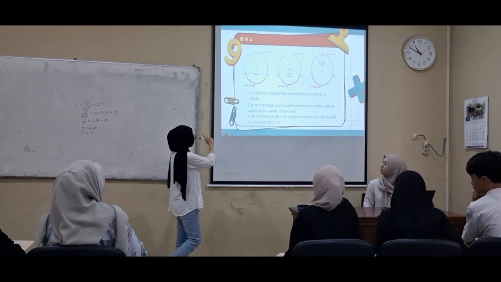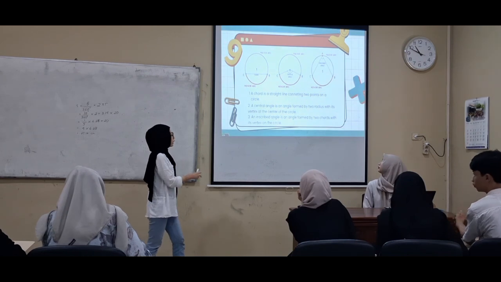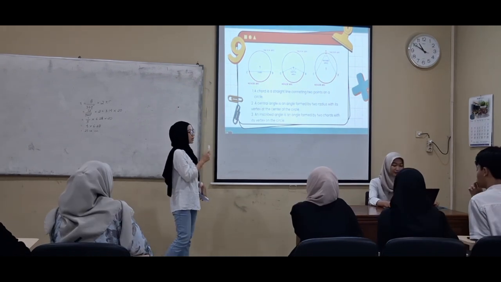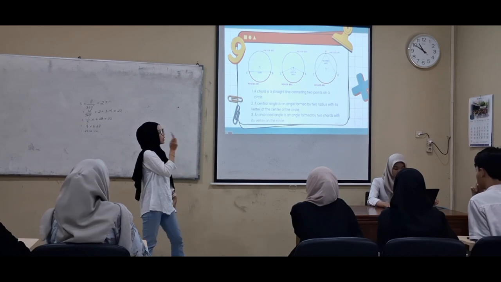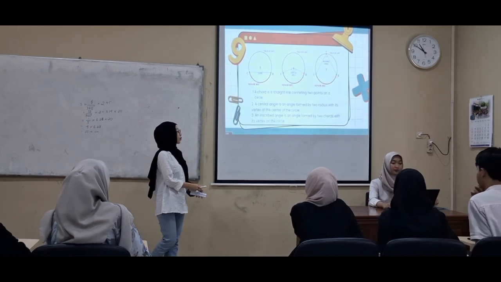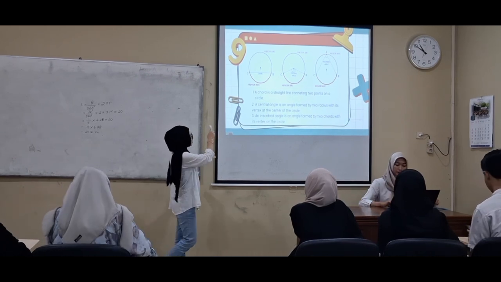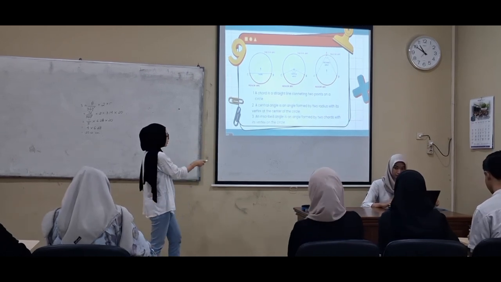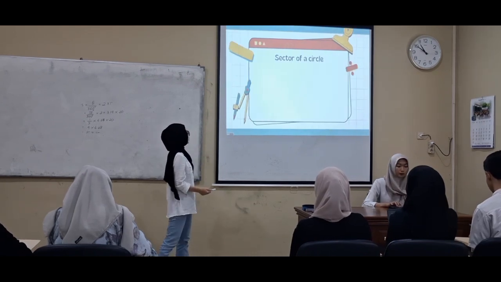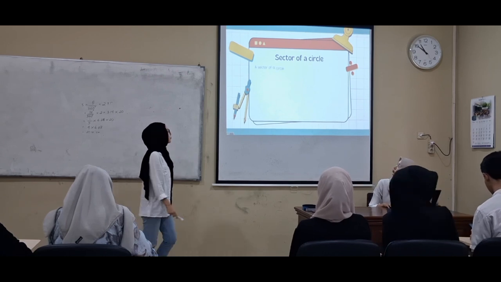So next, one is an inscribed angle. It is an angle formed by two chords with its vertex on the circle. Okay. So what is the difference between central angle and inscribed angle? Location. Yes, location. So the vertex of the central angle is the center, and then the inscribed angle, the vertex is on the circle.